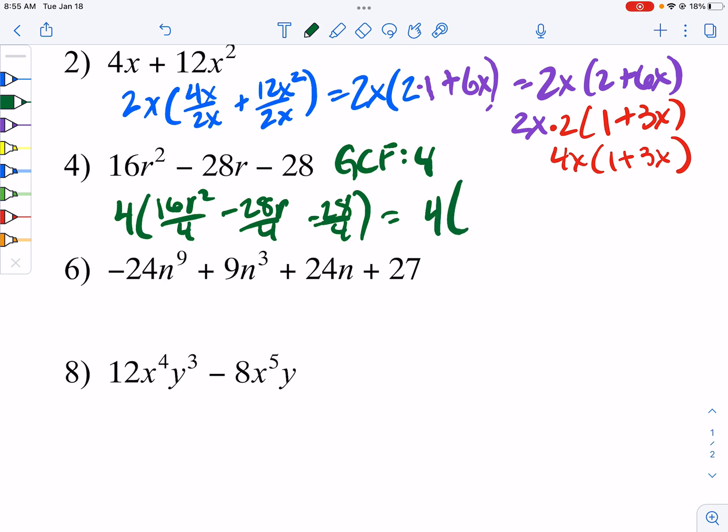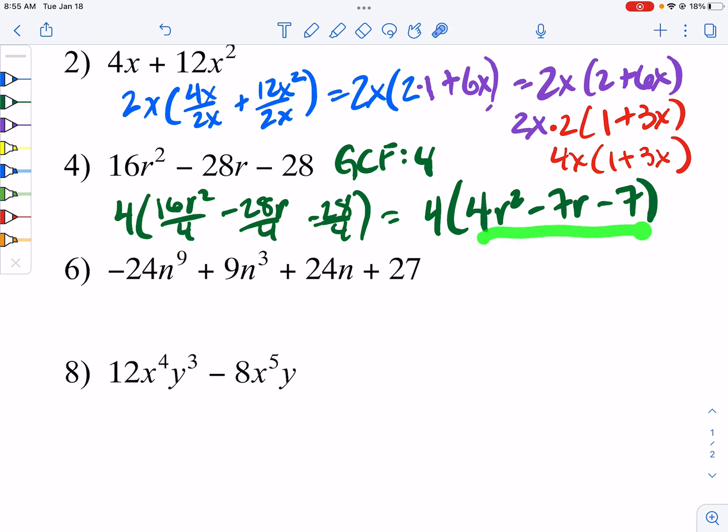So then 16 divided by 4 is 4, and then you keep the r squared. 28 divided by 4 is 7, and there was a negative, so I just keep that 7. That r stays with it, and 28 divided by 4 is still 7. It was still negative. Okay.